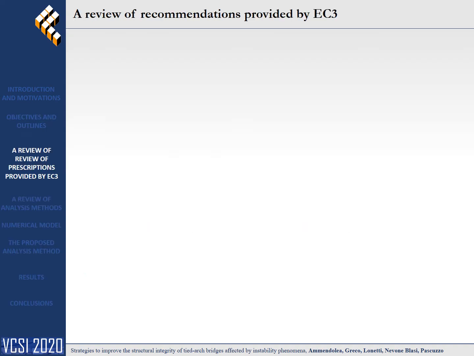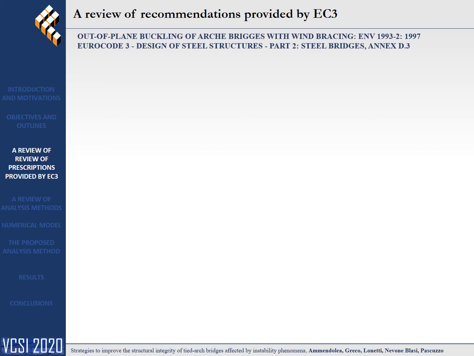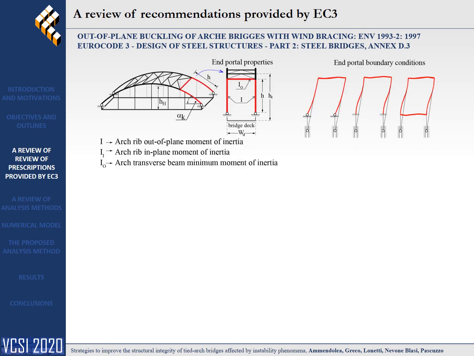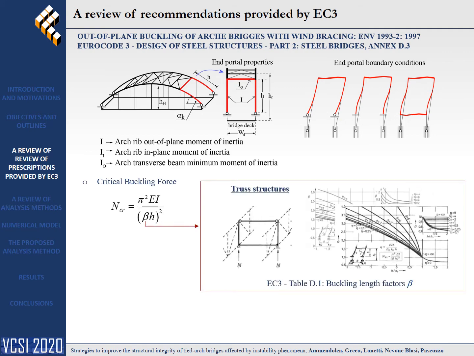Prescriptions for the out-of-plane buckling design of tied arch bridges are reported in Part 2 of Eurocode 3, which treats the design of steel bridges. Eurocode 3 proposes a simplified method for the buckling design of tied arch bridges, which analyzes the buckling capacity of the end portals of the structure, which consist of the unbraced portions of the arch ribs. In particular, the method quantifies the critical axial forces of the ribs by using buckling factors defined for truss structures.